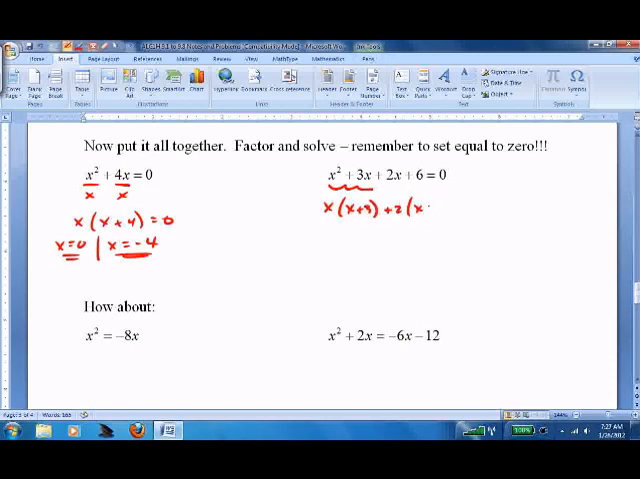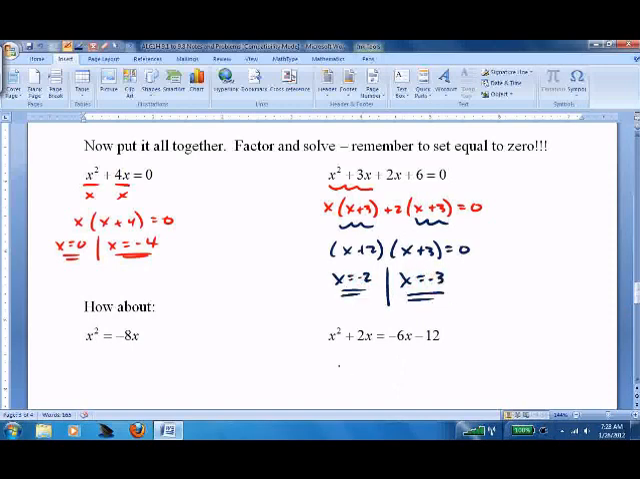This is a grouping. How did we know? Because there were 4 terms. Did we do it right? X plus 3, x plus 3. We did it right. Here's where I said I'm going to shortcut. X plus 2 equals 0. I know that's going to be x equals -2.